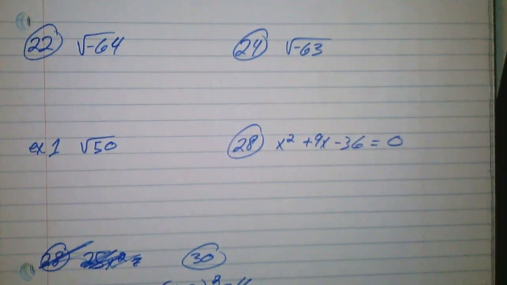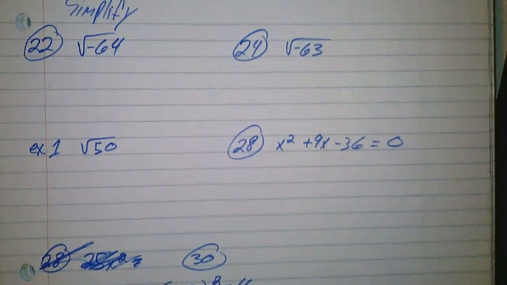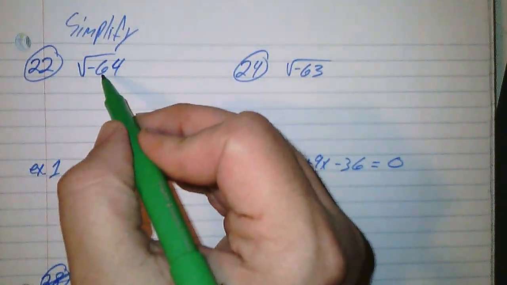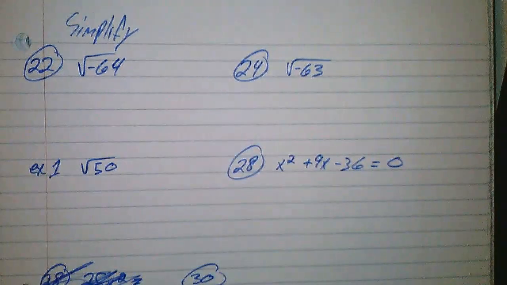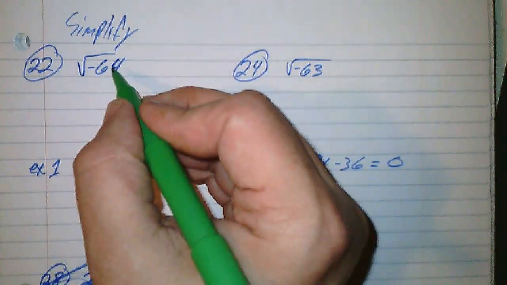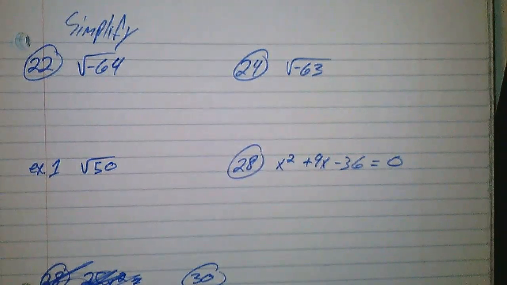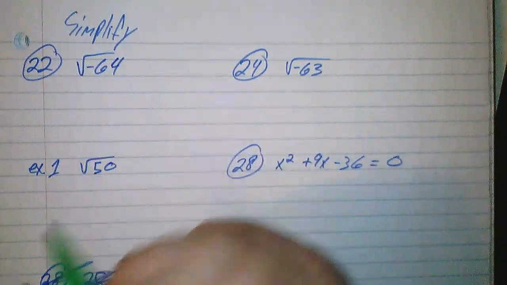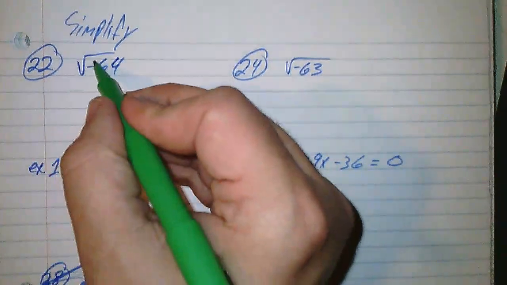All right, let's keep going through the review. Here we pick up at questions in which we simplify a square root. So if you used a factor tree on the square root of 64, you would end up with everything pairing up, and that's because 64 is itself a perfect square.